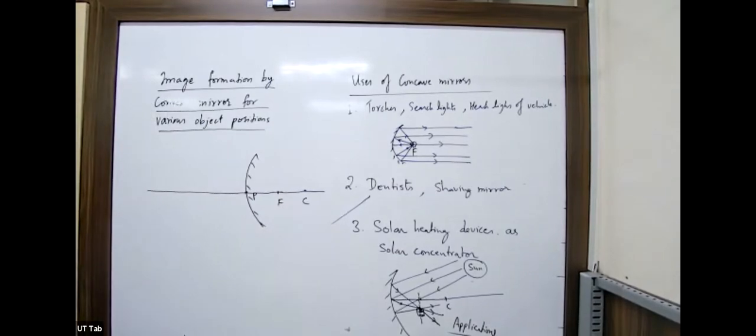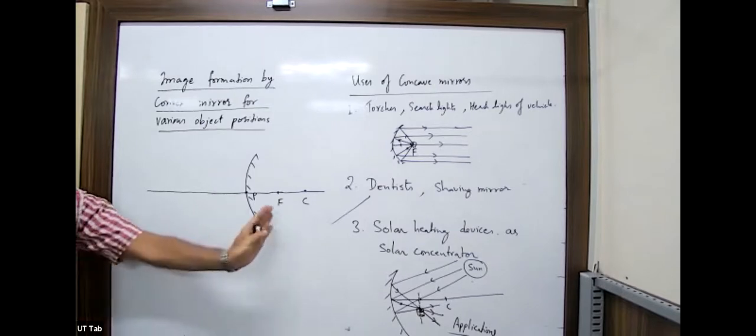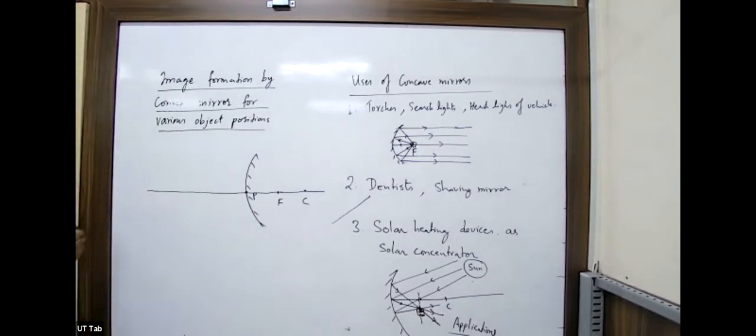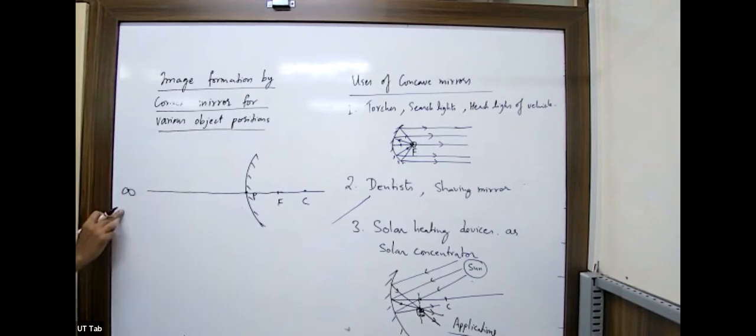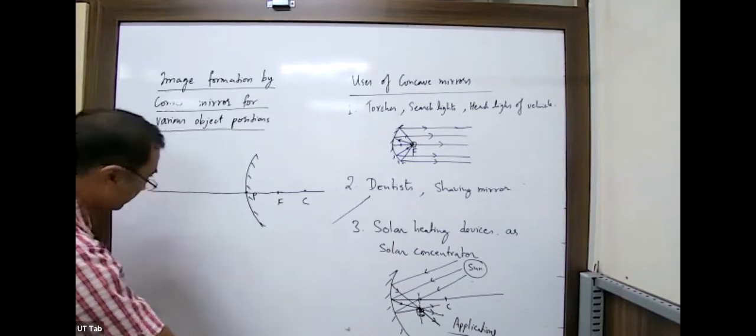So for a convex mirror, you can have only two object positions, right? Because all the points are on the right side. So one is at infinity, another is beyond the pole. Only the pole is the point here. So at infinity and beyond the pole. First is the object at infinity.